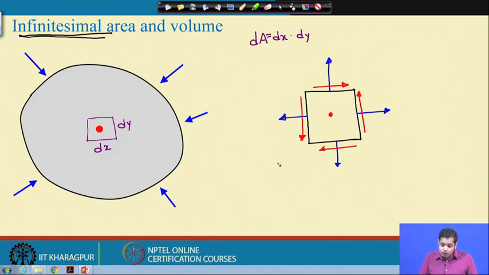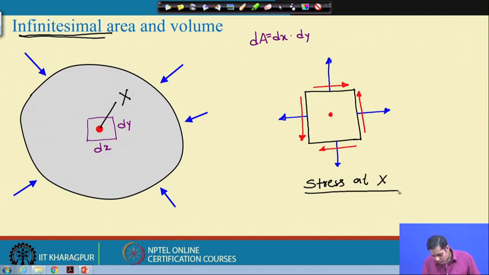Now, this is what we get when we take this point, scoop out this element, and represent the stress. If this point is, say, x, then this is the representation of stress at x.